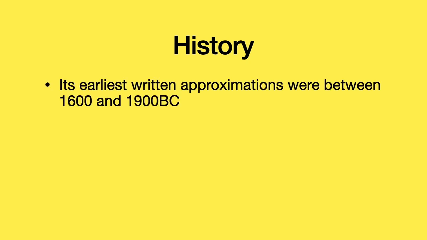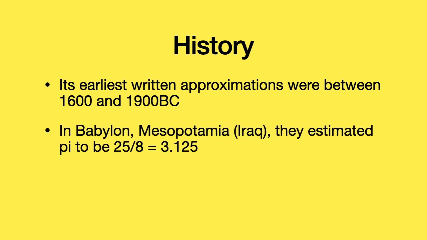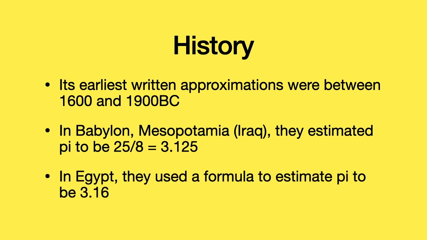So just before we go into how it can be defined, I just wanted to mention the history of it for anybody that's interested. Its earliest written approximations were between 1600 and 1900 BC. And this was in Babylon, Mesopotamia, which is now known as Iraq. They estimated pi to be 25 over 8, which is approximately 3.125. And in Egypt, they used a formula around about the same time to estimate pi to be 3.16.